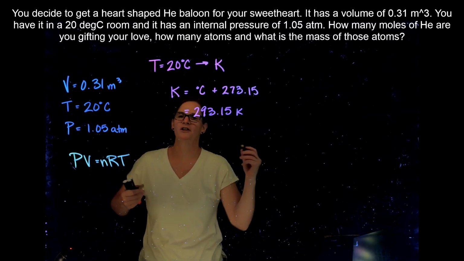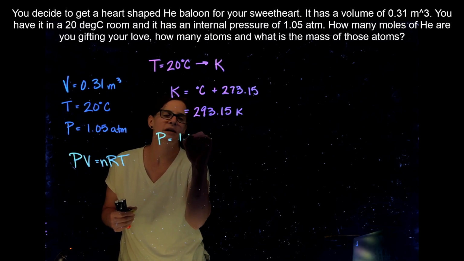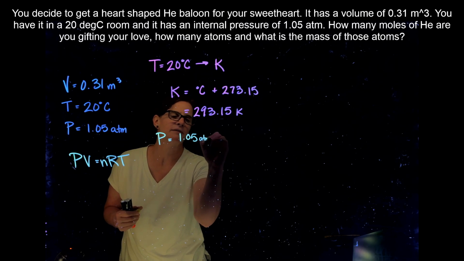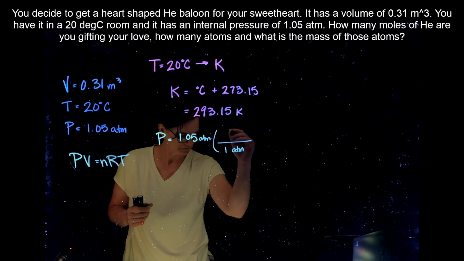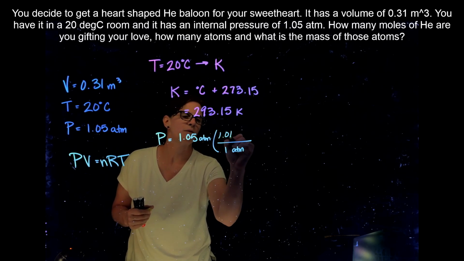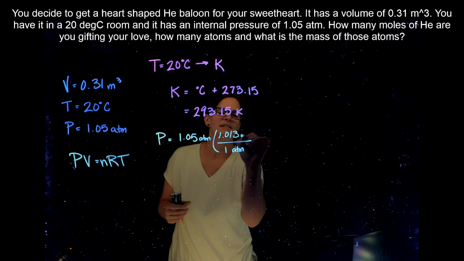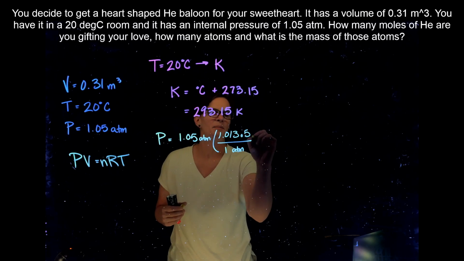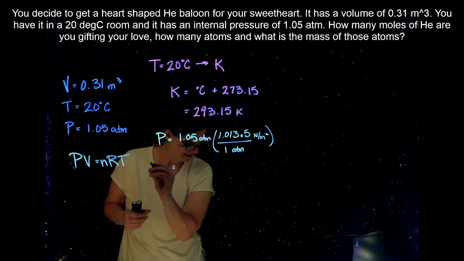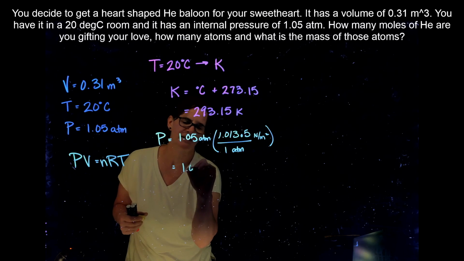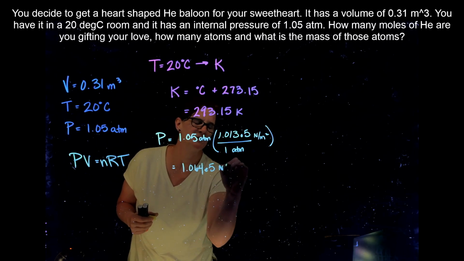I also need my pressure in standard units. We're given the pressure in atmospheres, and we know that there's 1 atmosphere in 1.0133 times 10 to the 5th newtons per meter squared. And so my 1.05 atmosphere pressure is 1.064 times 10 to the 5th newtons per meter squared.